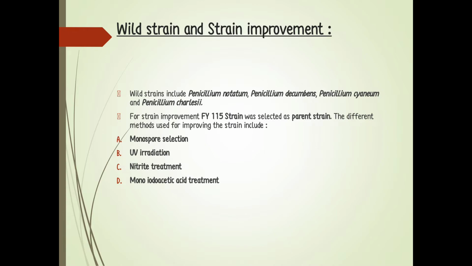But for strain improvement, especially the FY115 strain, which was used as the parent strain by Takahashi et al., they used some methods so that the undesirable products are produced less and our product of interest is produced more. That is through monospore selection, UV radiation, obviously making changes in the genetic makeup of the individual, where only the desirable products are produced, right? The nitrite treatment and the monoiodoacetic acid treatment.